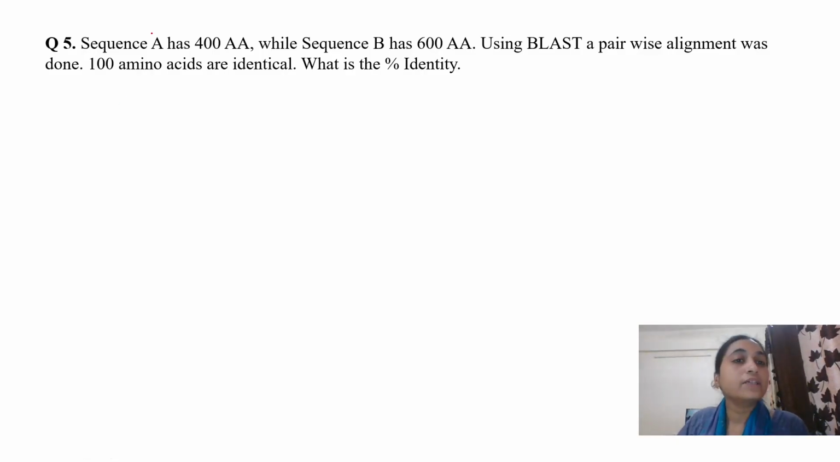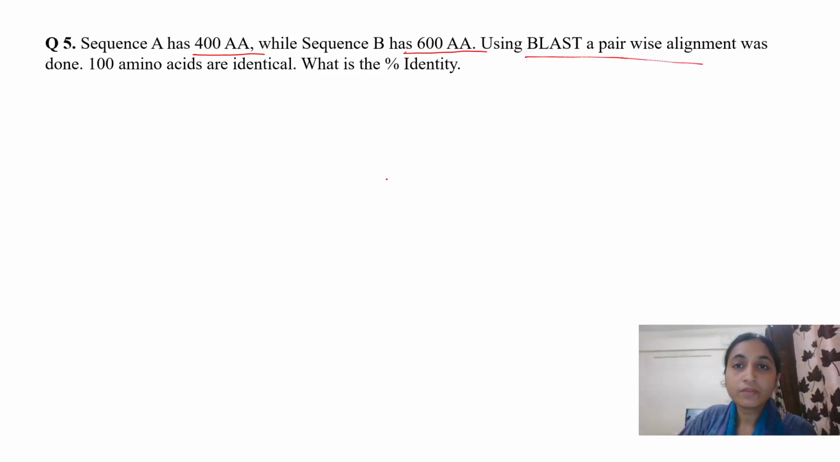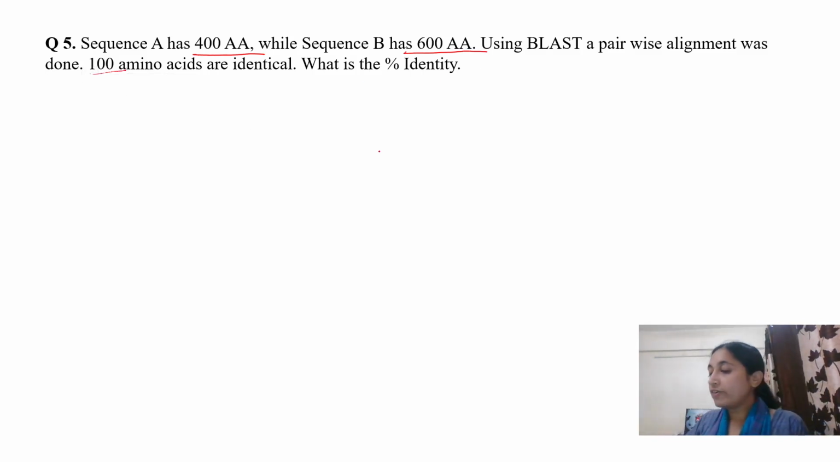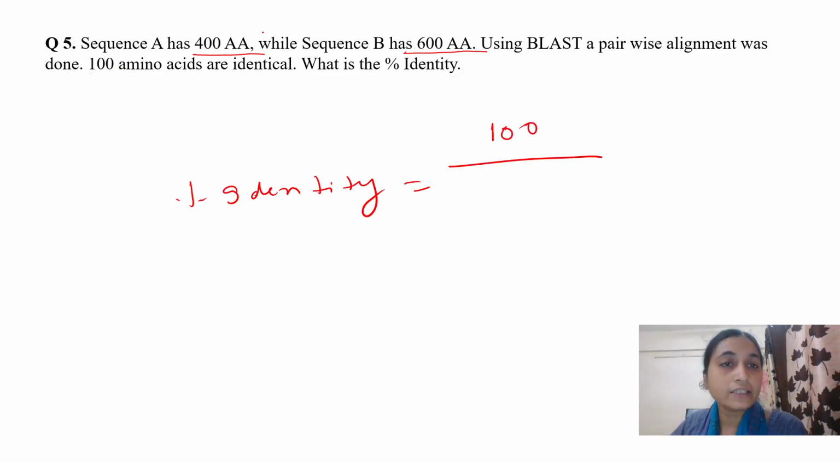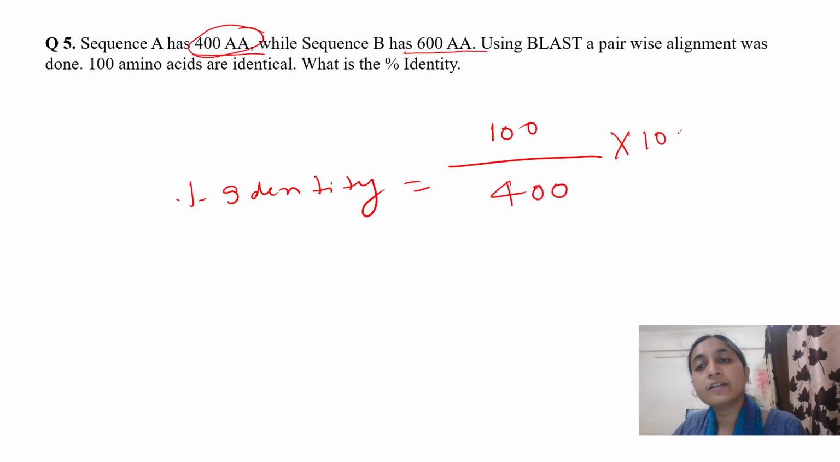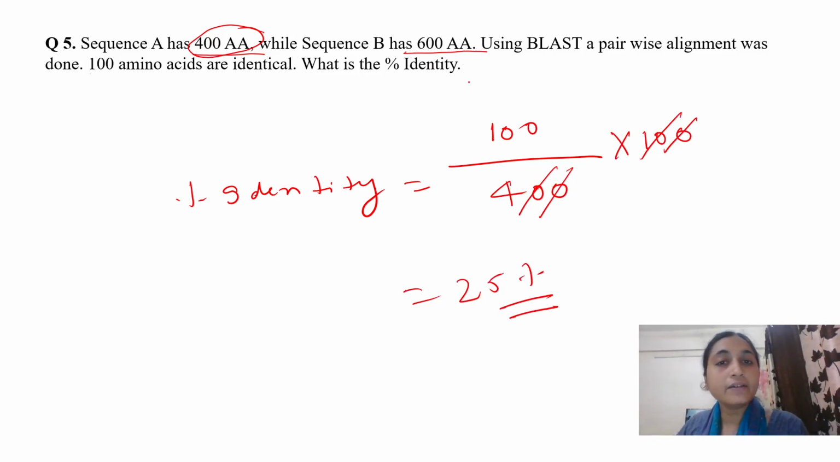Okay, so this is question 5. In question 5, sequence A has 400 amino acids. Sequence B has 600 amino acids. Using BLAST, a pairwise alignment was done, and they found 100 amino acids are identical. So what is the percentage identity? For calculating the percentage identity, first we will take these 100 amino acids, and always in the denominator, we will take the sequence which has the smaller number of amino acids. In these two sequences, sequence A has the smaller number of amino acids. So we will take 400 and then multiply by 100. So this will cancel out and this will be 25%. So percent identity will be 25%.